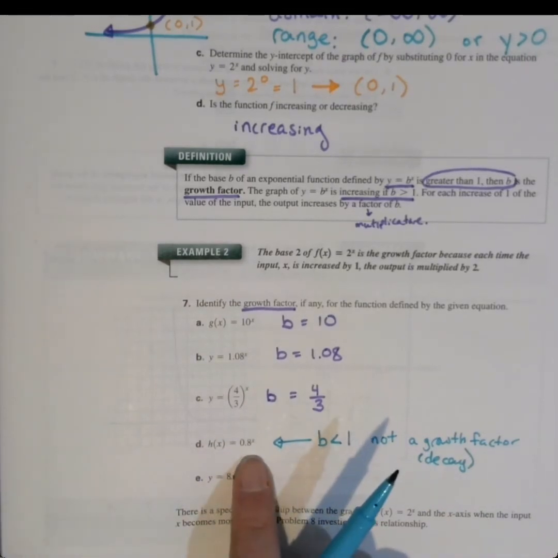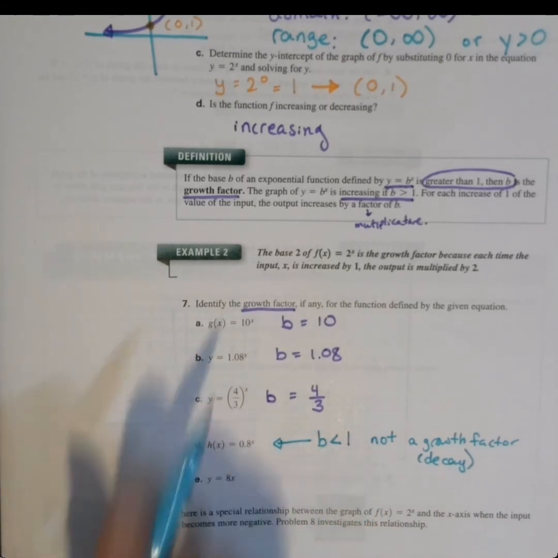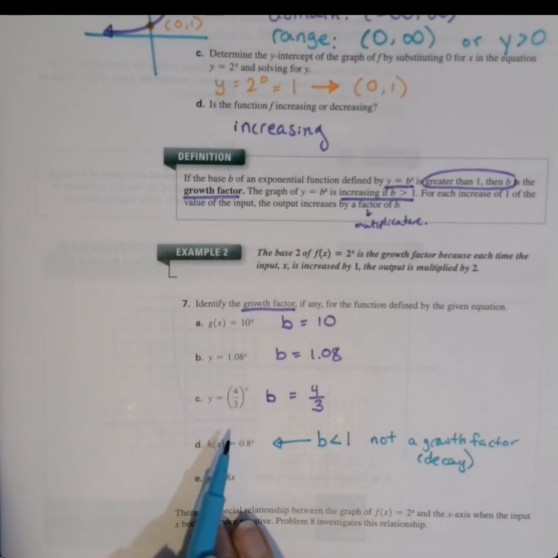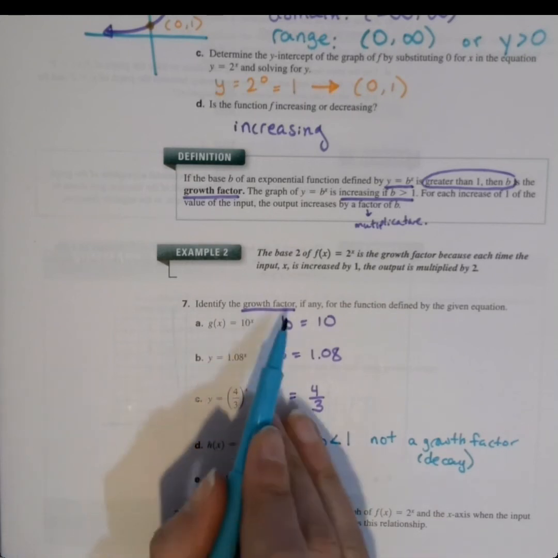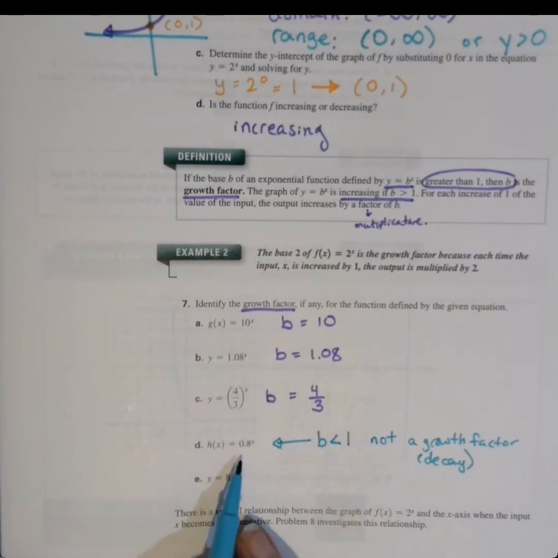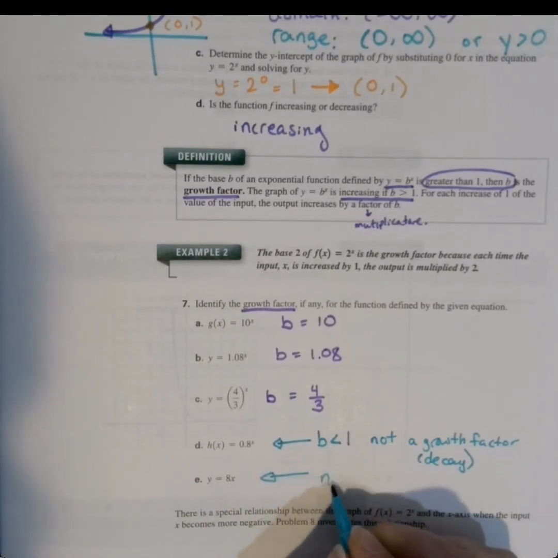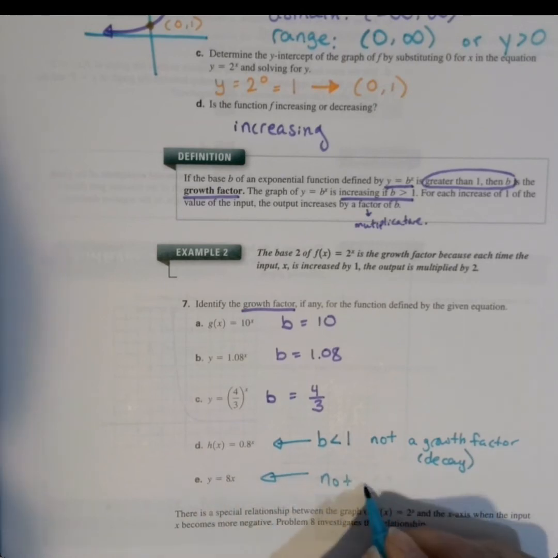So that's kind of a trick question for this one, when they want us to find the growth factor, is just to realize this function here is not growing. So these three are all growing. They're all increasing functions because the base value is larger than 1. This one's not. And again, this one is not going to have a growth factor because it's not even exponential. It's linear. So no growth factor.